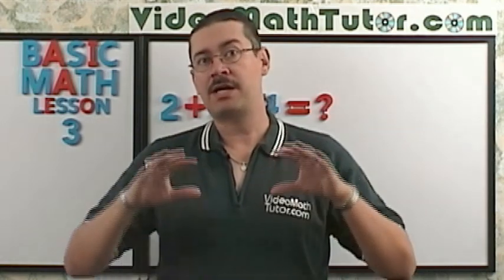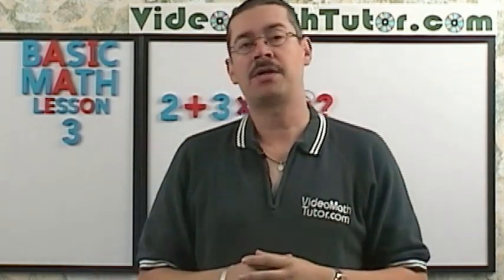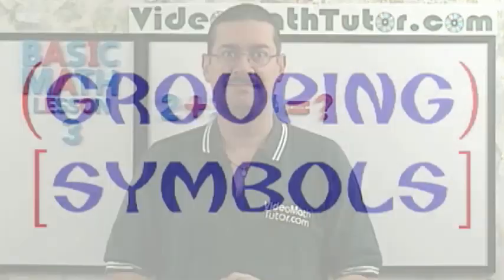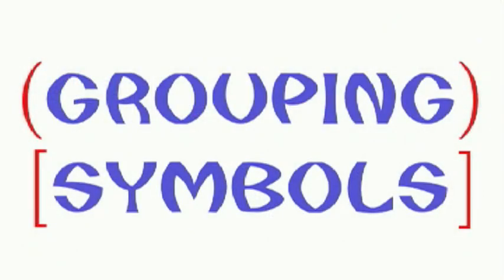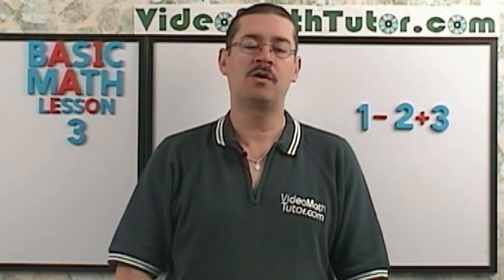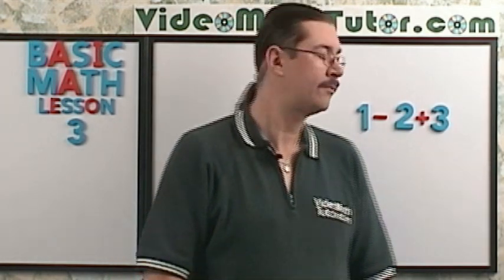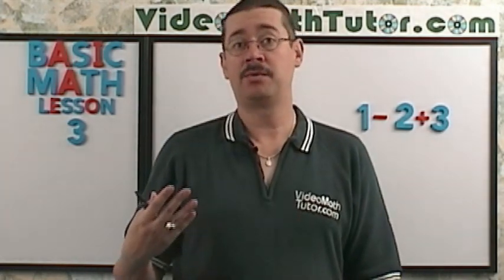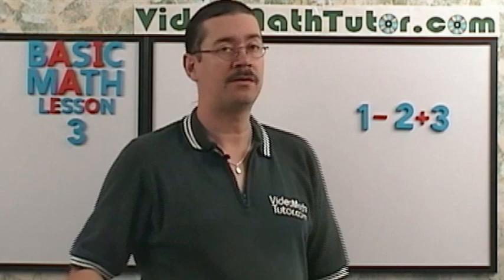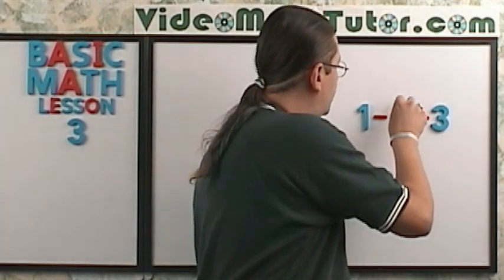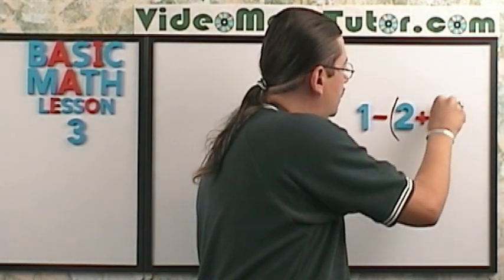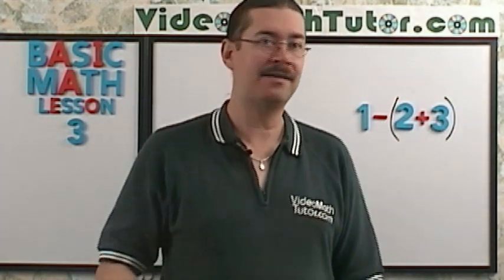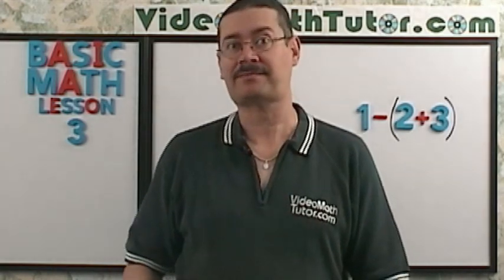Now, the first thing before we dig deep into order of operations is we need to discuss what are called grouping symbols. To learn more about grouping symbols, let's do an example. I have 1 minus 2 plus 3. I would like to perform the operation with the 2 and the 3 first. So to illustrate that, I'm going to use parentheses. I'm just going to surround these two. That means do 2 plus 3 first, and then when you get that answer, go 1 minus the result.